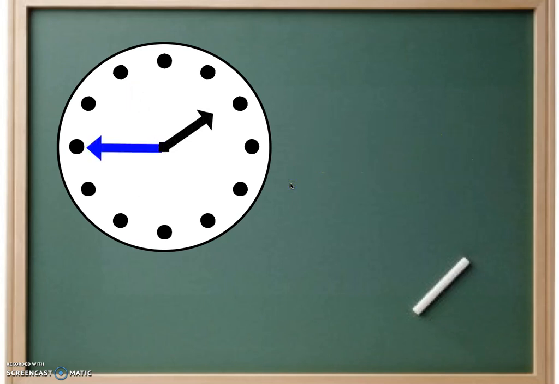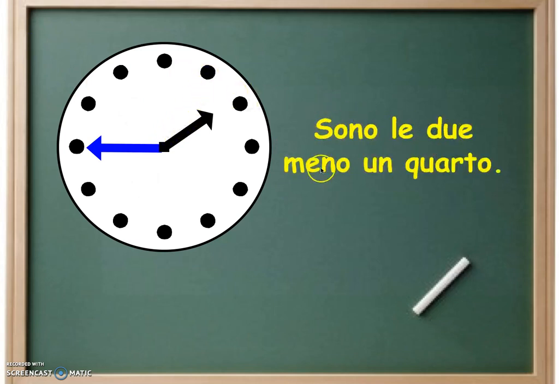The next one. Sono le 2 meno un quarto. It is 2 minus 15 minutes. 2 minus 15 minutes is 1:45. If I tell you 1:45, is that closer to 2 or to 1? Your answer would be 2. So you would say it is 2 minus, and then you figure out the minutes. Here it's un quarto. So this is 1:45.